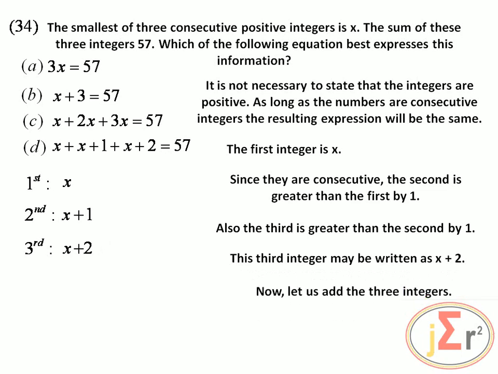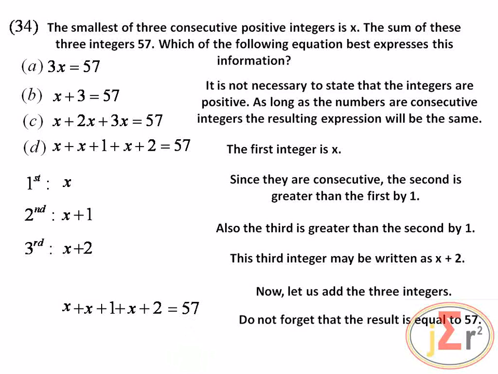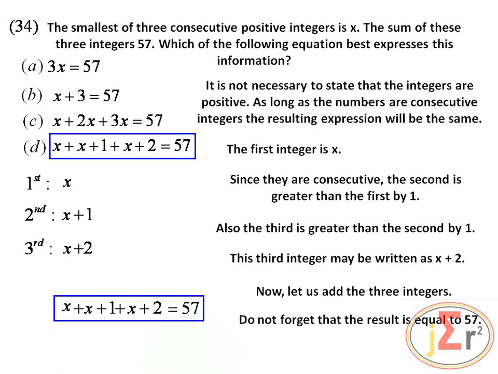Now it says that the sum of these integers is 57. Now let us add the three integers. We have x, then x plus 1, then x plus 2, and our addition signs. We are adding them. And do not forget that the result is equal to 57. Equal to 57. And we do our match up and we realize that the correct answer is option D.